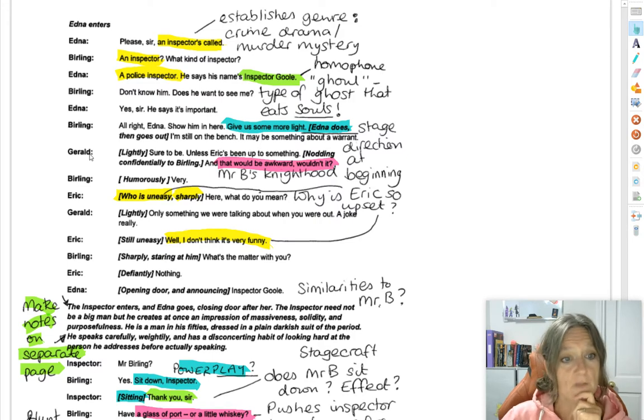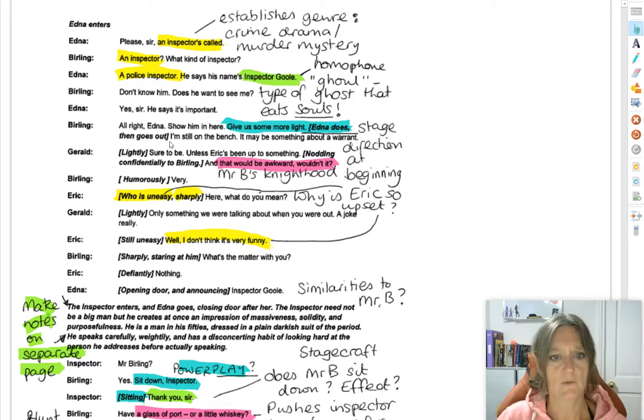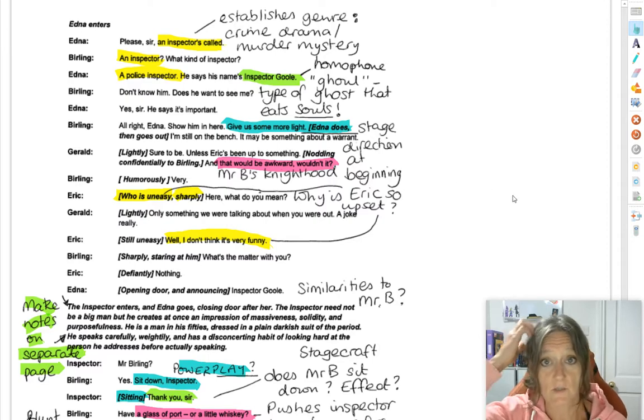On the next line, Gerald agrees with Mr Birling. "Yes, it was sure to be about a warrant, unless Eric's been up to something. That would be awkward, wouldn't it?" He's referencing the conversation they've just had. Mr Birling, remember, is hoping to become Sir Arthur. He's hoping he's going to get a knighthood in the honours list because he used to be Lord Mayor of Bromley. But Eric gets quite upset by this.